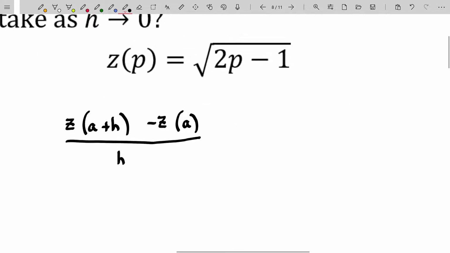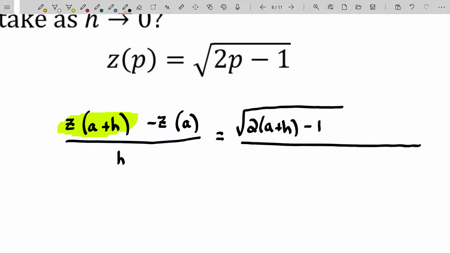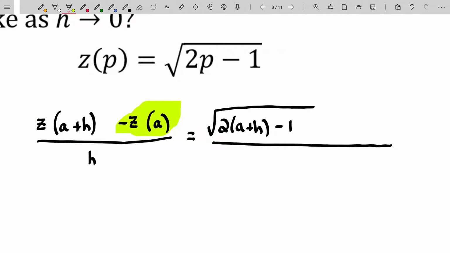What you're going to do is evaluate this very first function, z of a plus h. So I'm just going to take this function z, and instead of plugging in p, I'm plugging in a plus h. And that is z evaluated at a plus h. Now I'm going to subtract from that z evaluated at a. Now that I've done that, we go ahead and divide this whole thing by h. Now if you stare at that and say, oh, I guess we're done, you're wrong. You actually have to rationalize that numerator.